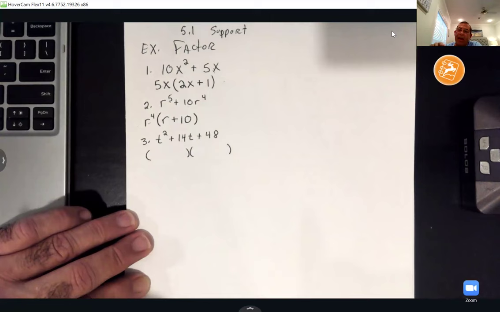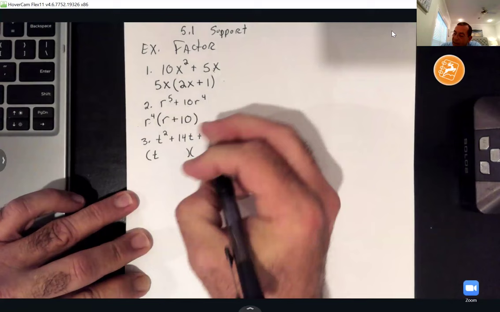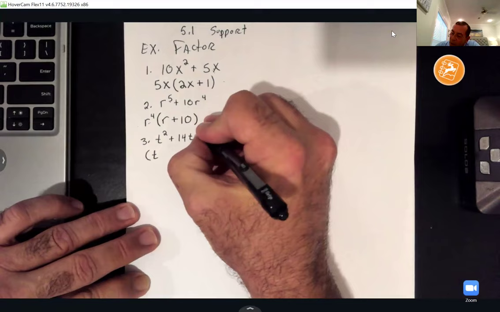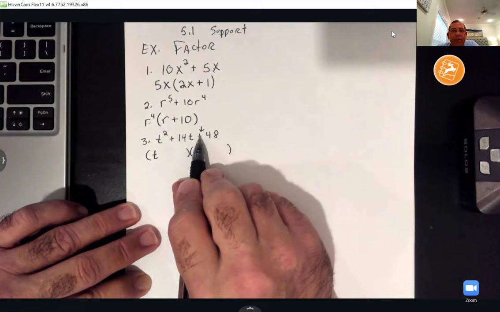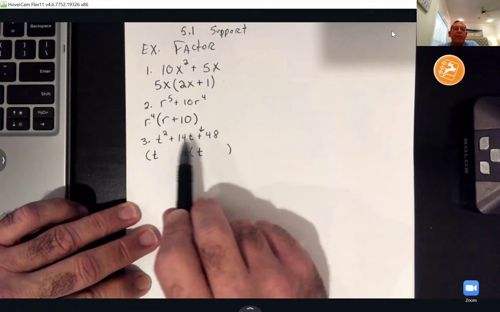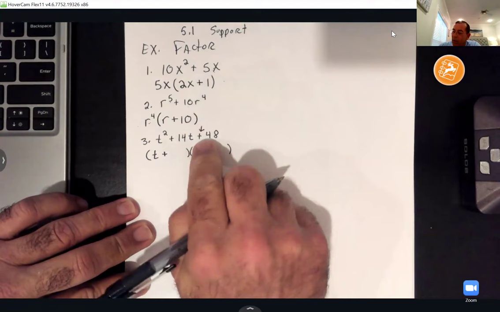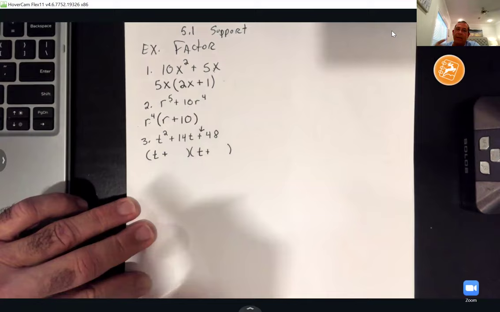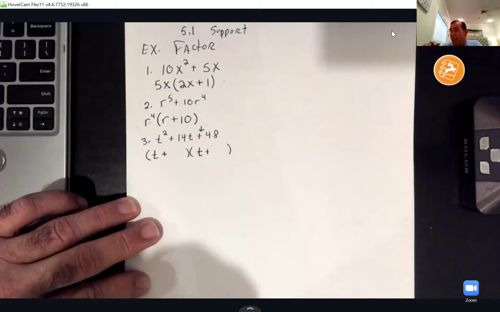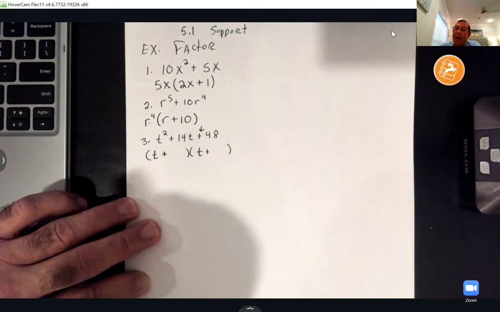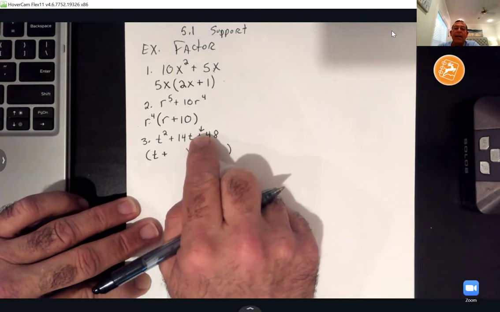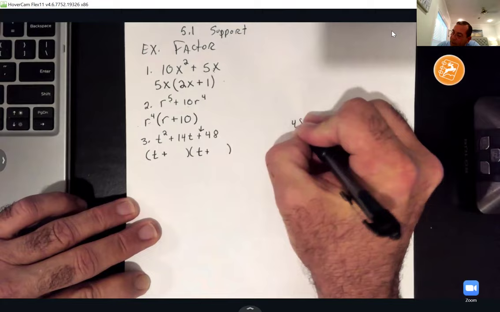Now, the front is a t squared, so that's got to be a t times a t. Now, focus on this last sign right there. That last sign is positive. So when that's positive, that tells me that both of these factors will be positive like the middle. So positive at the end means they're like signs and they're both going to be like the middle, okay? Now, it tells me two things. Remember, a negative told me unlike signs and my factors subtracted to get the middle. Well, when it's positive, you've got like signs, and your factors of 48 will add to get 14. So that tells you whether you're subtracting or adding to get to that middle.